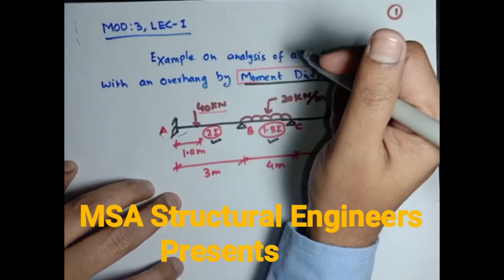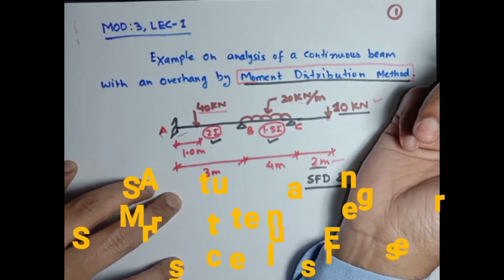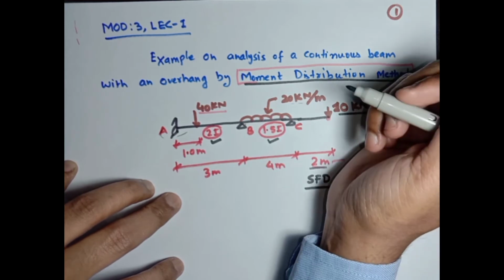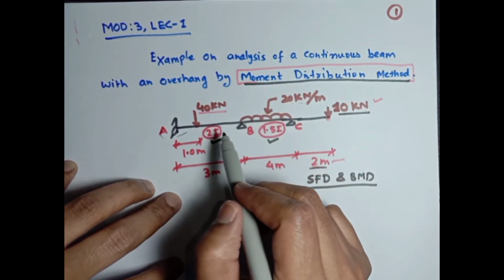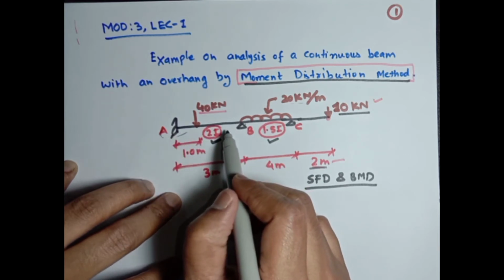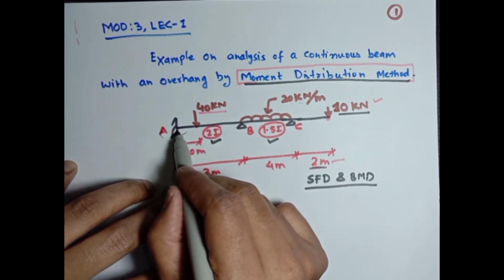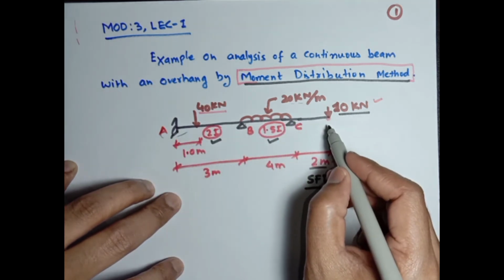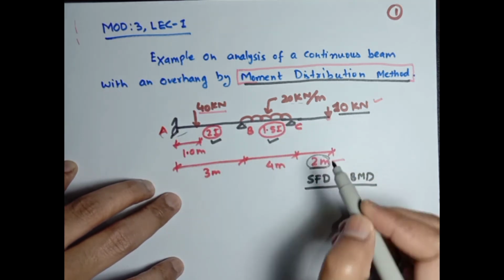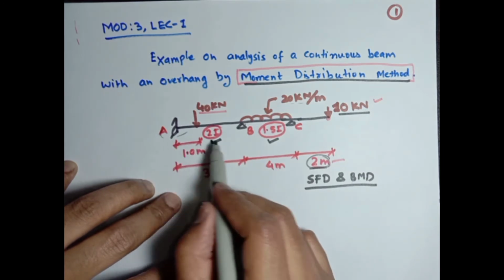Dear friend, here is a very interesting example for the analysis of a continuous beam with the moment distribution method. The problem statement is there is a two-span continuous beam. It's a two-span continuous beam AB and BC having an overhang length of 2 meter.